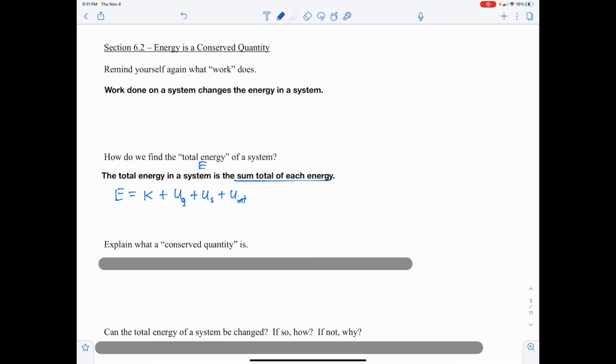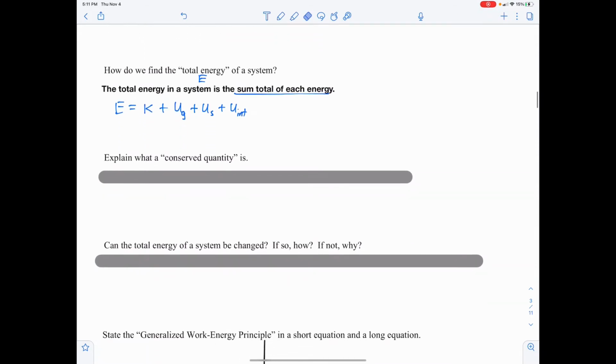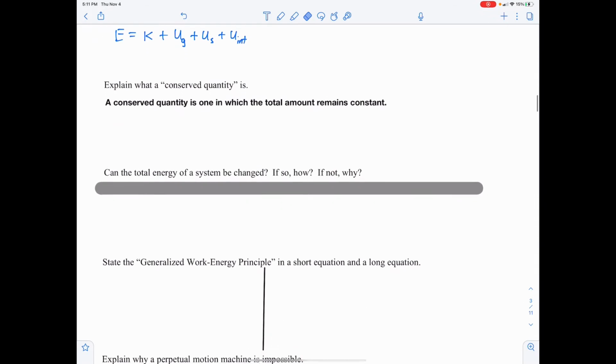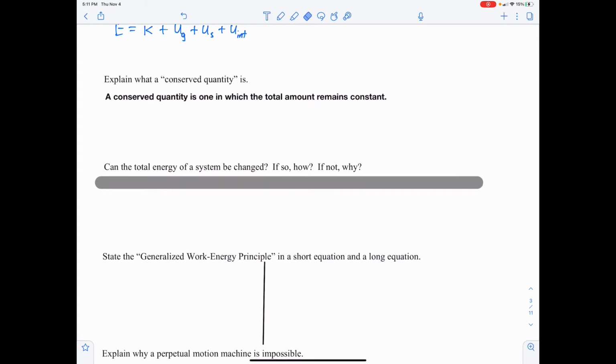Now, the total mechanical energy is usually just going to be the sum of those 3 right there. And if no spring is in the problem, then it's just going to be the sum of those 2 right there. Explain what a conserved quantity is. A conserved quantity is one in which the total amount remains constant. Can the total energy of a system be changed? If so, how? If not, why?